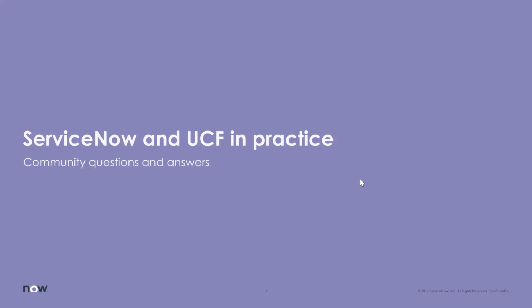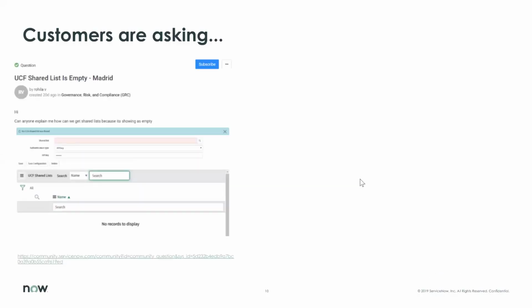I think, to illustrate what you just presented, I suggest we take a quick look at some real life examples of some of our customers asking in the community forum. So here's the first question that was asked by Rohila, and Rohila is facing issues accessing the shared lists. So Rohila has the API, has the OAuth, but he's still struggling. So what sort of advice would you be able to give Rohila?